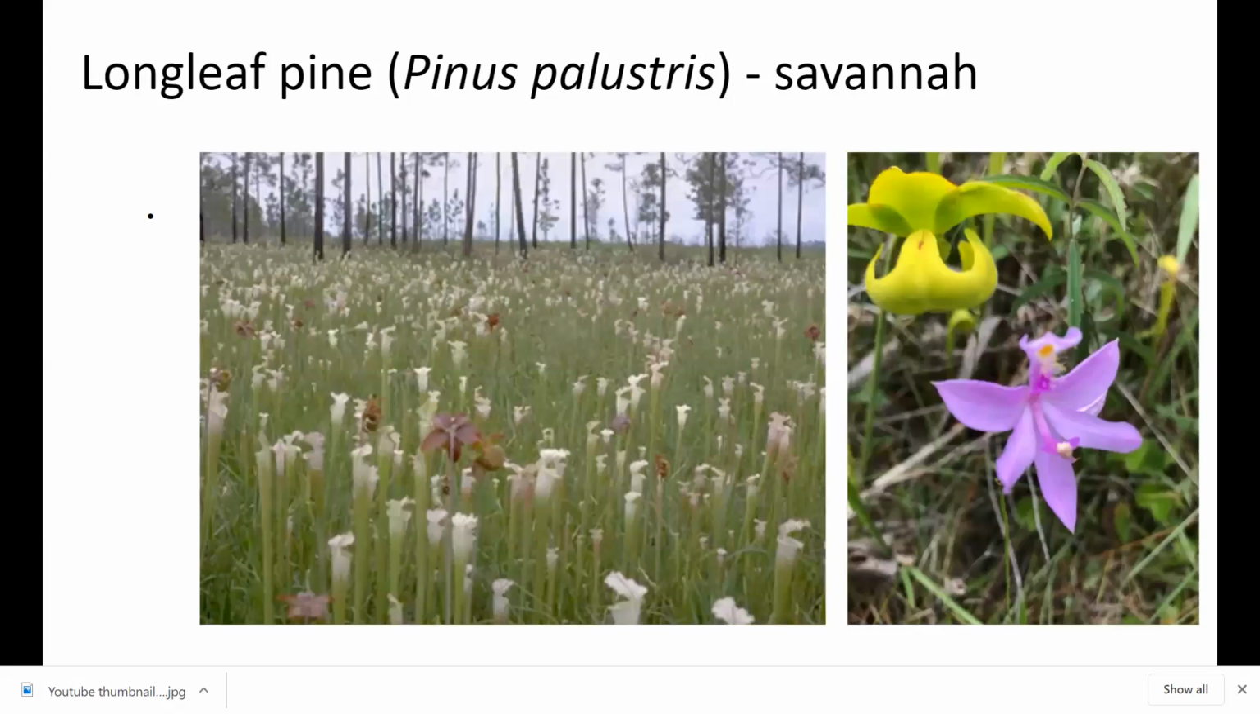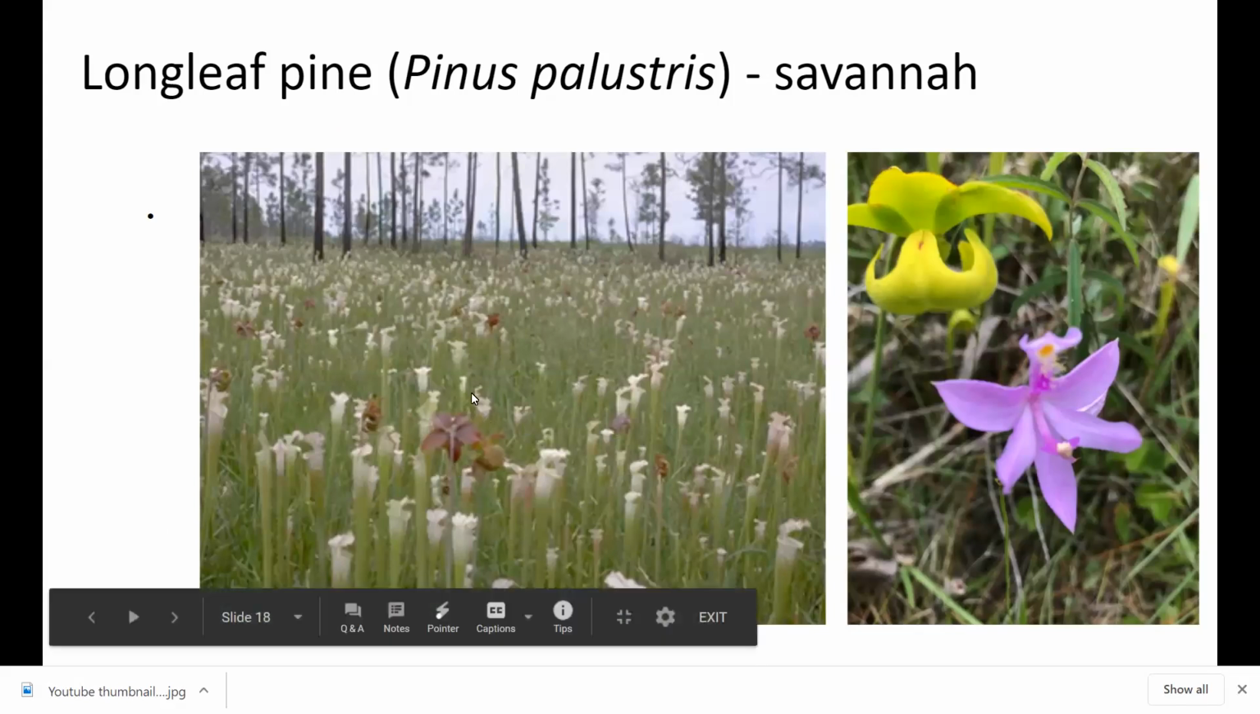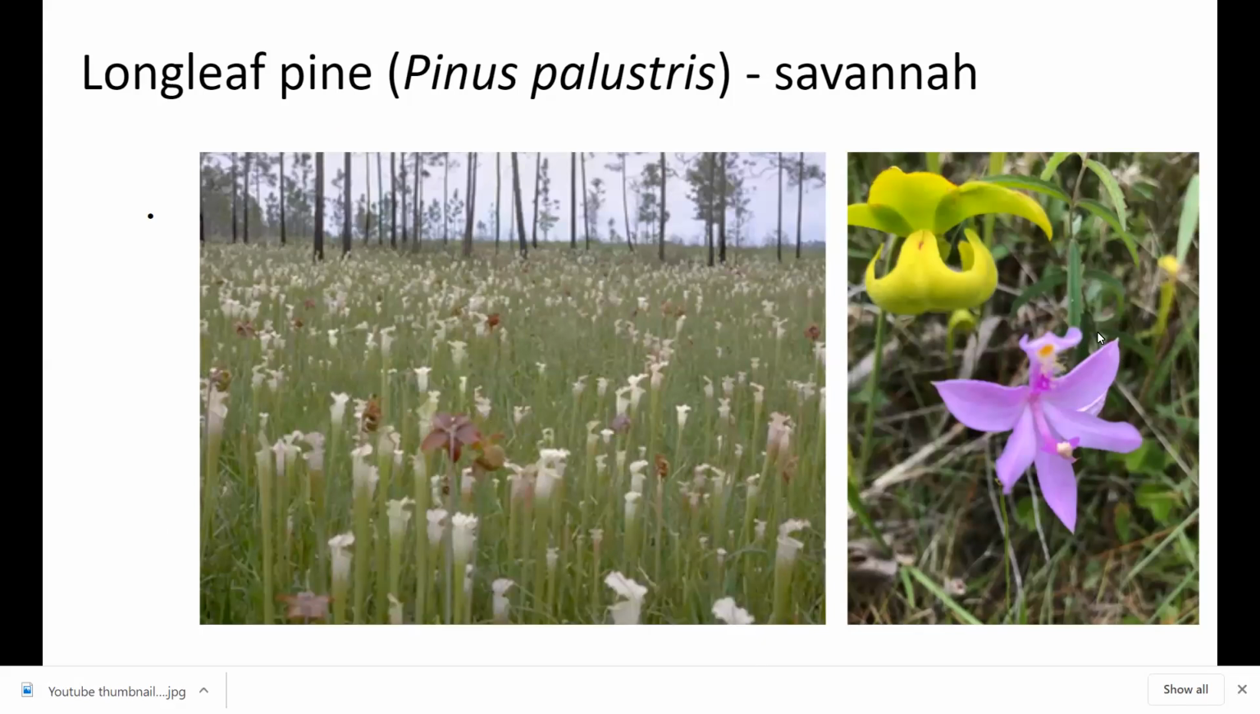Here are more pictures of the types of plants that are in these savannas. You can see pitcher plants in the stand on the left, and those are some of the flowers in that reddish rust color. You have these beautiful orchids shown in the photo on the right. So again, you can see the structure of this stand is a very open canopy, which allows sunlight to get down to the herb layer.